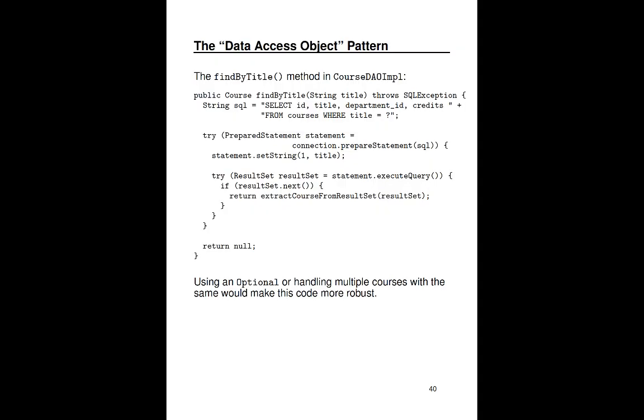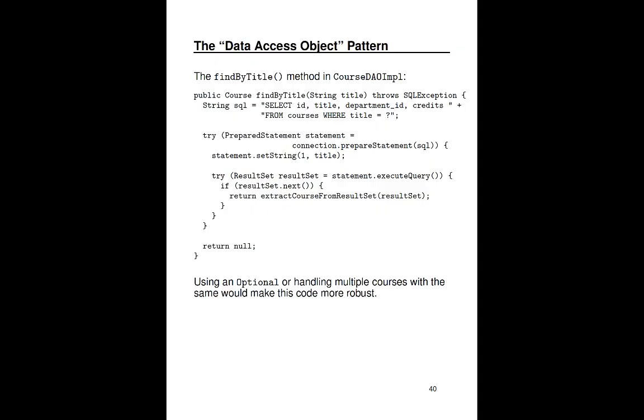We'll have a connection object. It'll be passed to the constructor or something like that. We'll store it in a field. We'll use that connection object, call prepareStatement on it, then configure the first parameter to the prepared statement, which is the first question mark. So that's the title in the query. Then we'll execute the query, get the result set, and then we won't show it here, but we'll extract the course object from the result set.